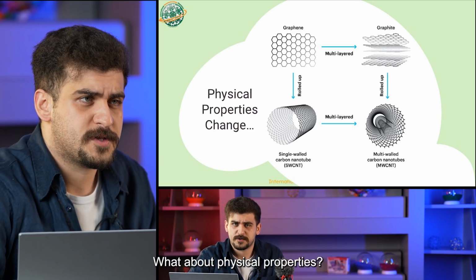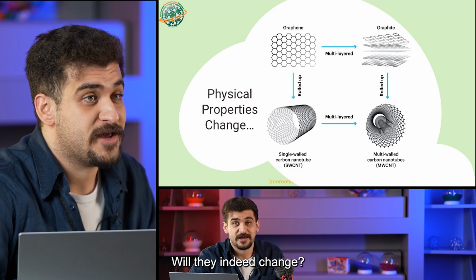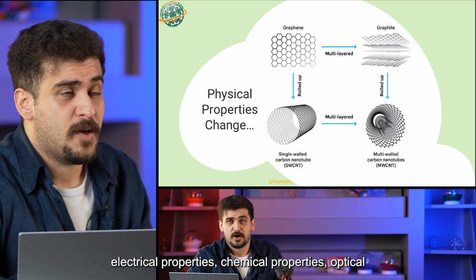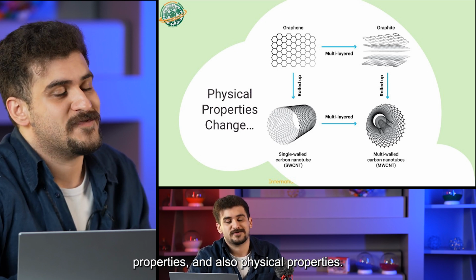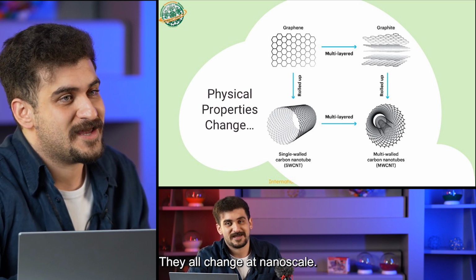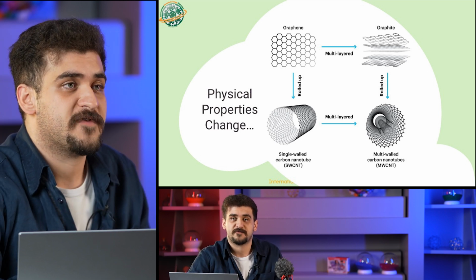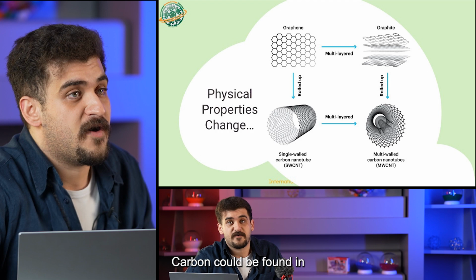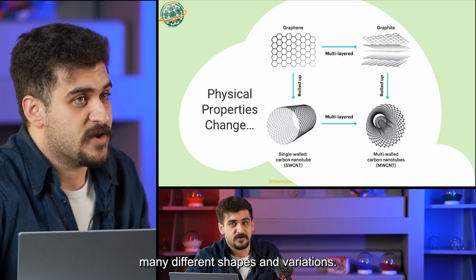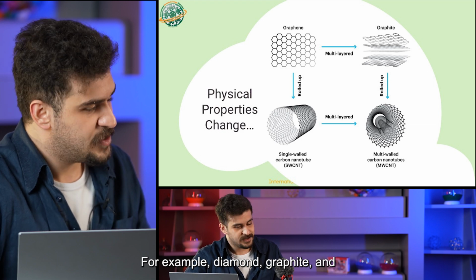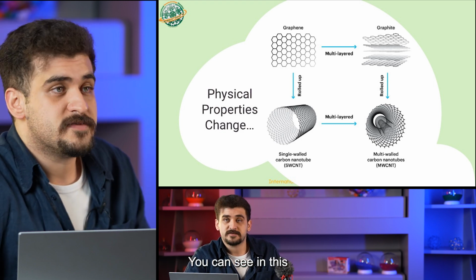What about physical properties? Well, they indeed change. Electrical properties, chemical properties, optical properties, and also physical properties. They all change at nanoscale. But how come? Well, take for instance allotropes of carbon. Carbon can be found in many different shapes and variations, for example, diamonds, graphite, and so many others. You can see them in this picture.